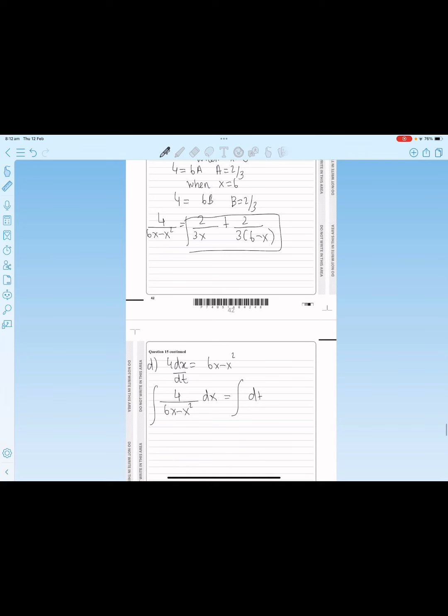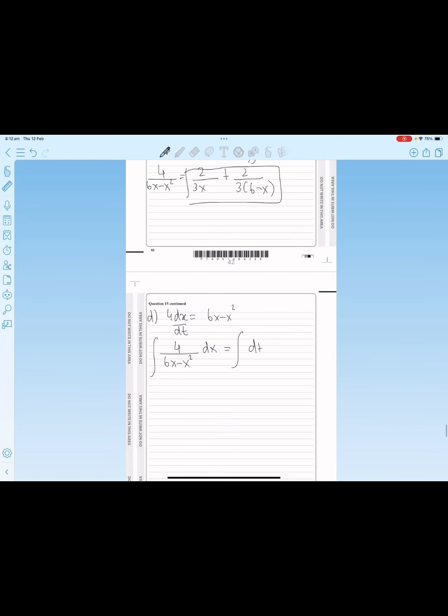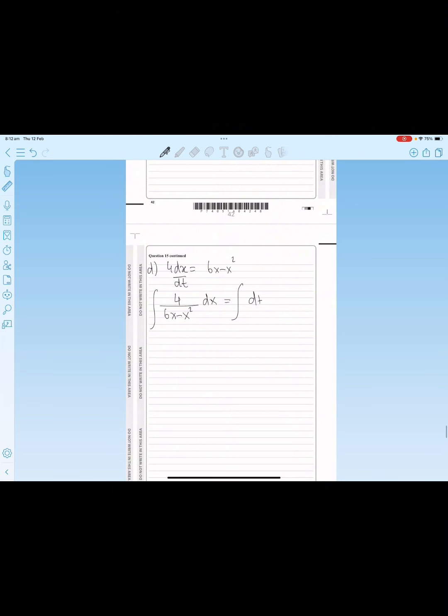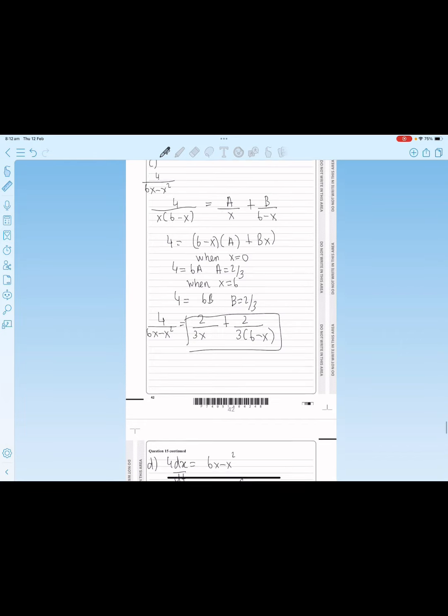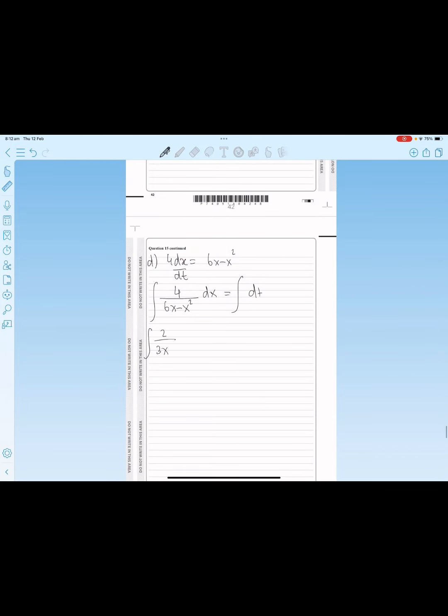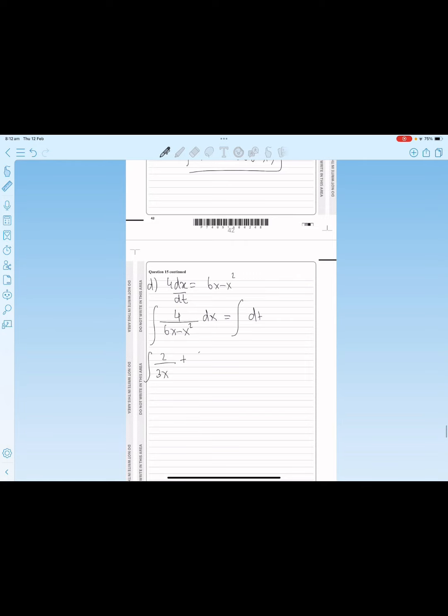So this is why they made you split the fraction into partial fractions, so you can integrate it. Otherwise, it would just be too long, maybe in one step. So therefore, we want to do the integral of 2 over 3x plus 2 over 3 times 6 minus x dx is equal to t plus c, because the integral of just 1 dt would just be t plus c, right?